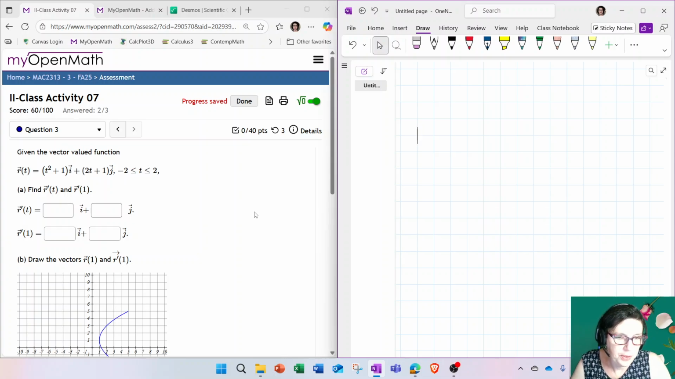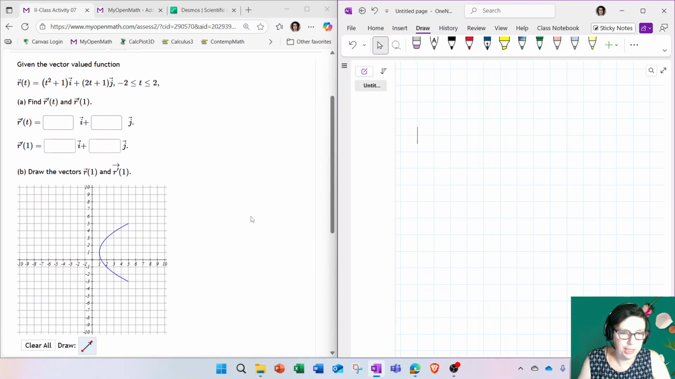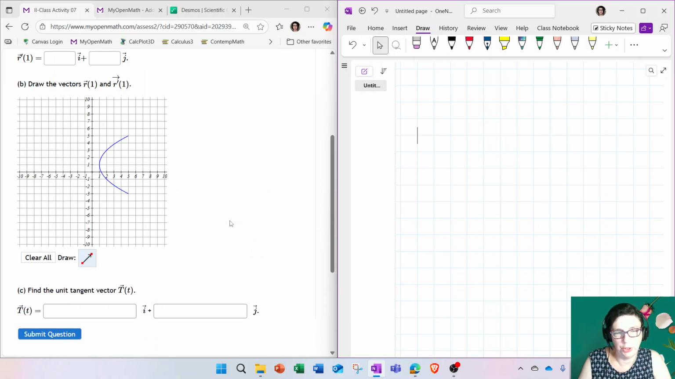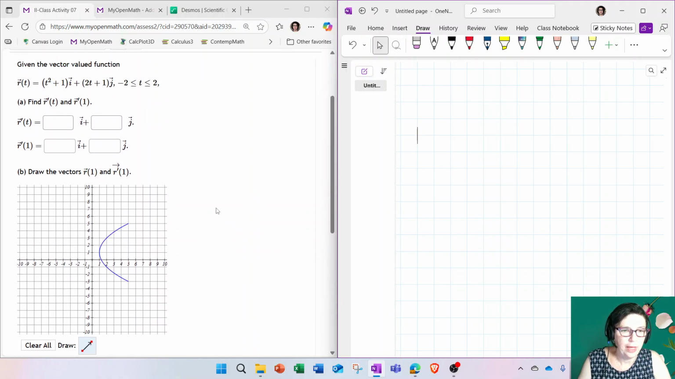Okay, guys, in this video, we are going to learn how to draw the derivative vector, so the position vector and the derivative vector, and also how to find the unit tangent vector, which is not that difficult. Okay, first thing we're going to do is find the derivative vector.